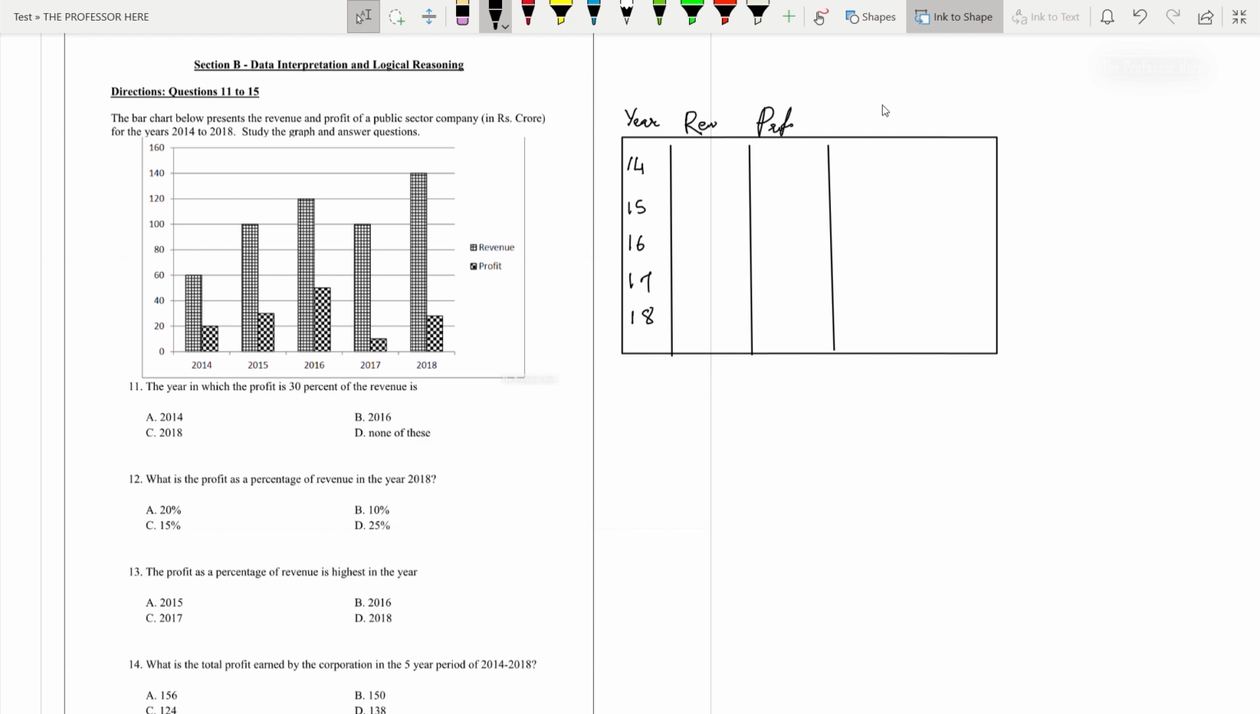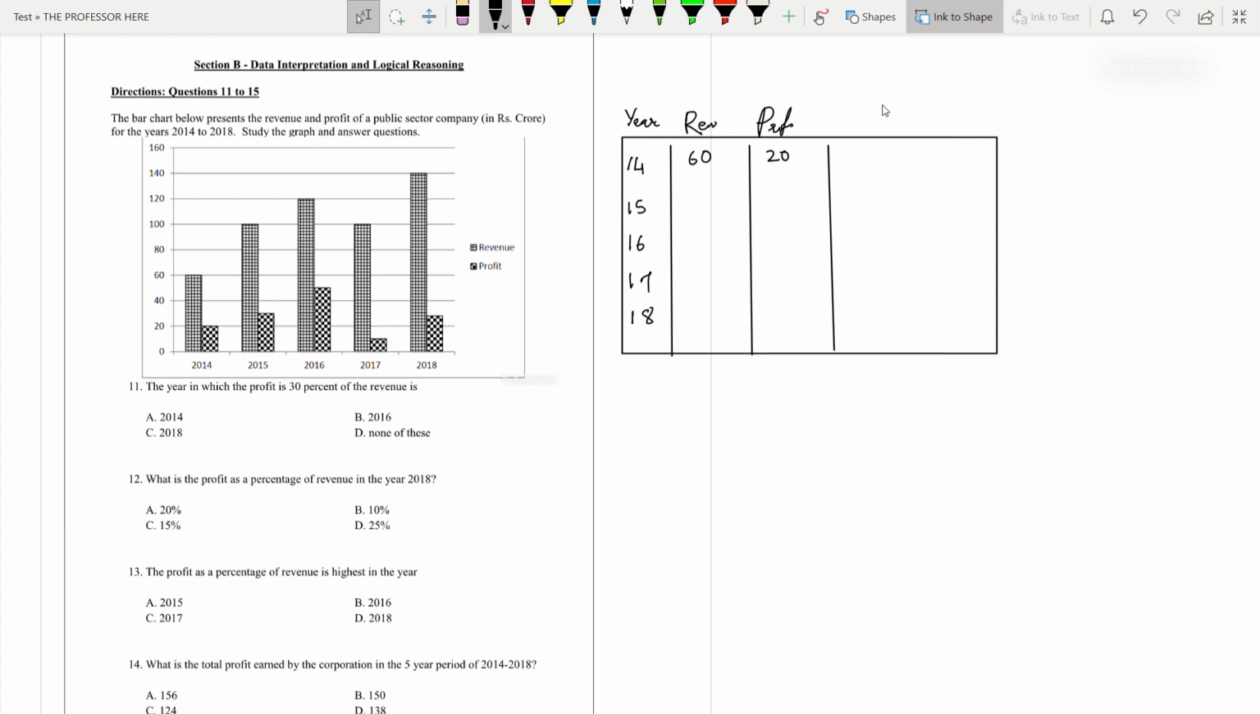But whenever you find the question to be a little bit harder, then you should definitely draw the table. You will feel that it is a waste of time, but actually it does not. It will save you a lot of time. I have already drawn a table, year, revenue and profit, 2014 to 18. So let's fill up the table. In 2014, the revenue is 60 crore and the profit is 20 crore.